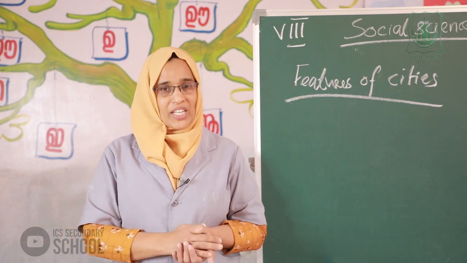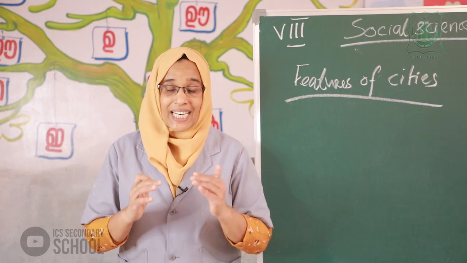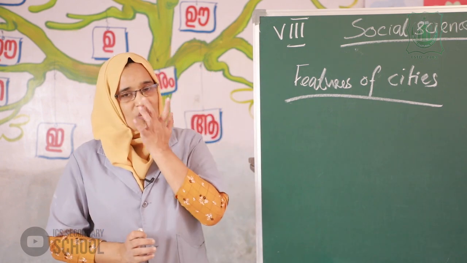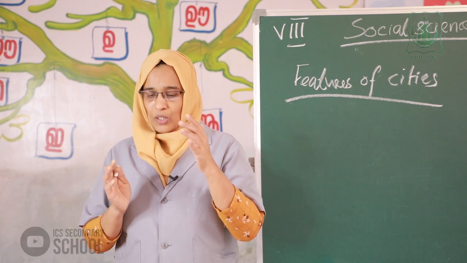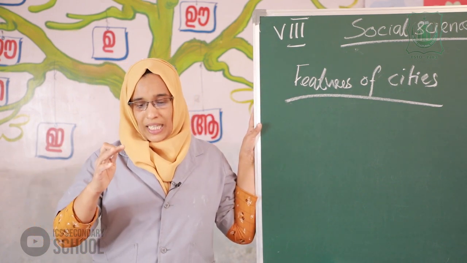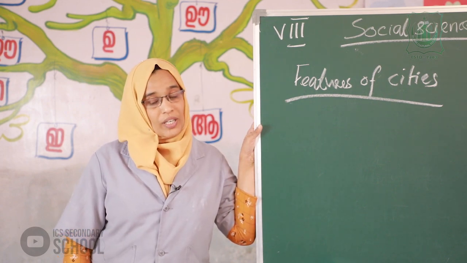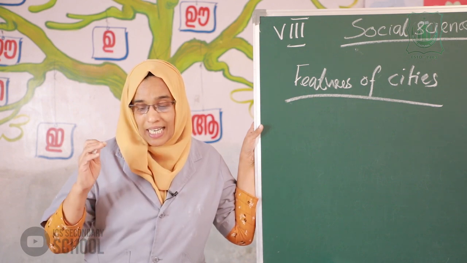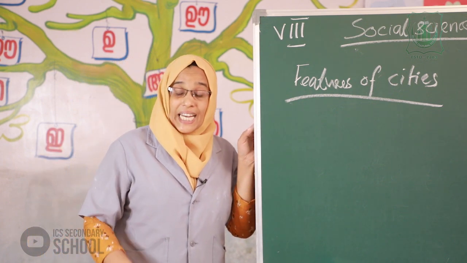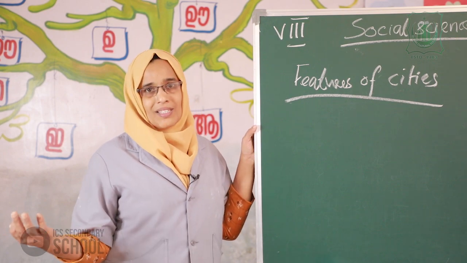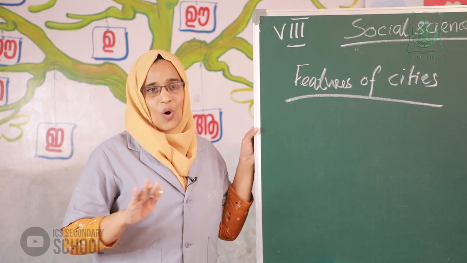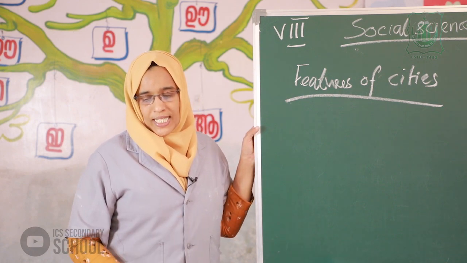Then next, another point, the drainage system. The drainage system was another feature of Harappan cities. Wastewater from the houses was let out into the drains. Then these drains were connected to the main drain of the street. The drains were built with burnt bricks and covered with stone slabs.